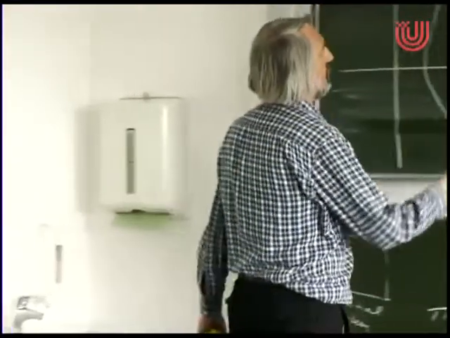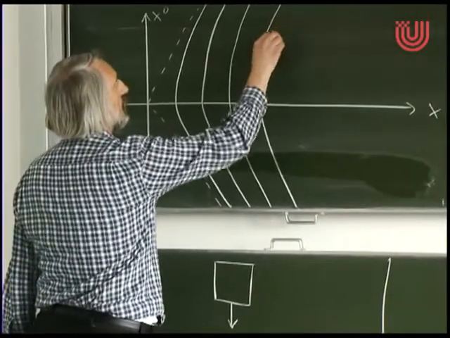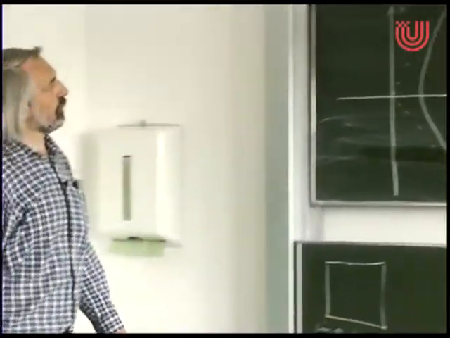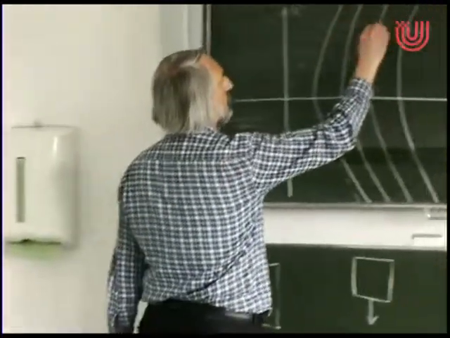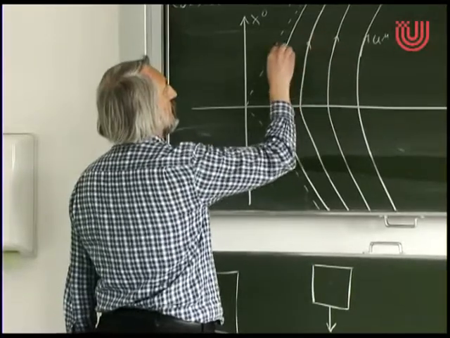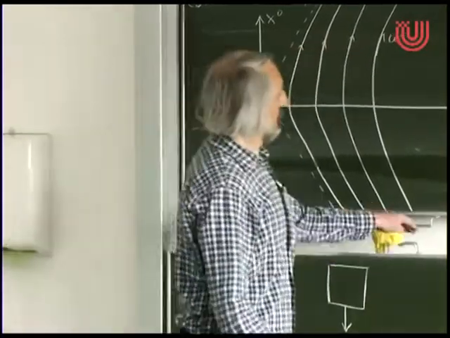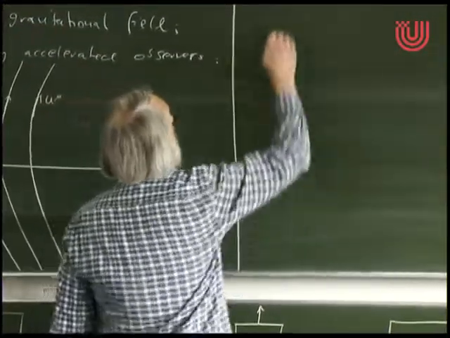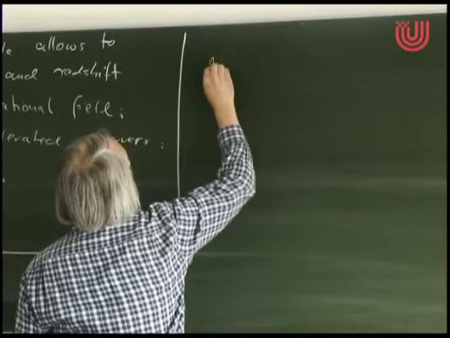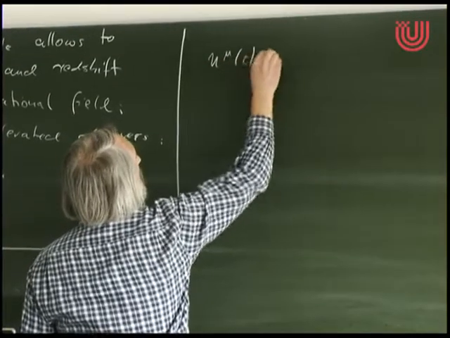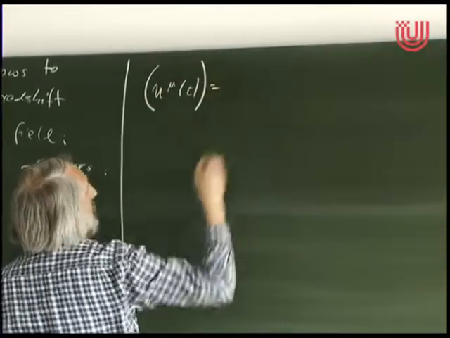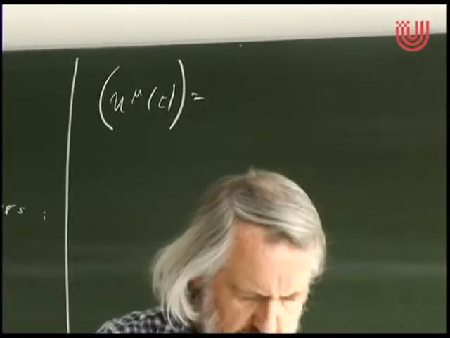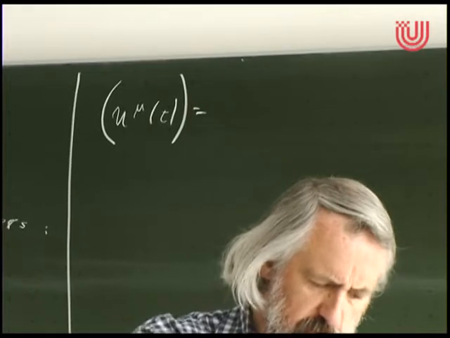And we have written the formula for the four-velocity of these observers. At each point, I have such a four-velocity vector here. We calculated this, and it involved sinh and cosh, if you remember. So the u^mu of tau, the four-vector, I think it was a over c squared. Is that true?